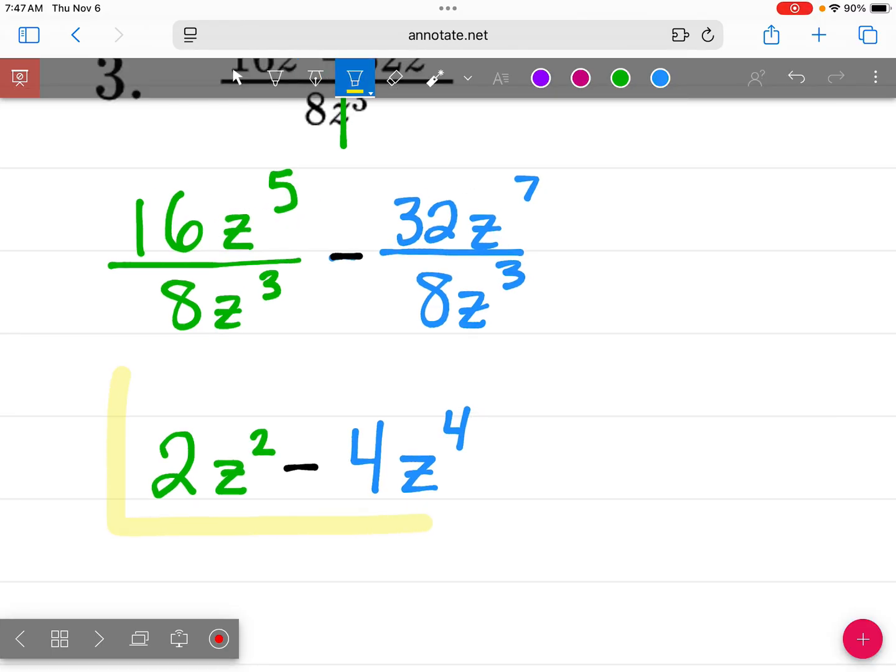This is as far as we can go on this. This does not have anything more we can simplify. Is that a polynomial? Yeah. What degree is that polynomial? Oh, snap, review. 4. It's our biggest exponent.